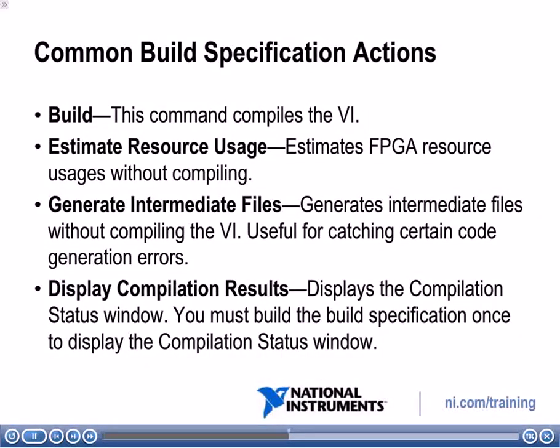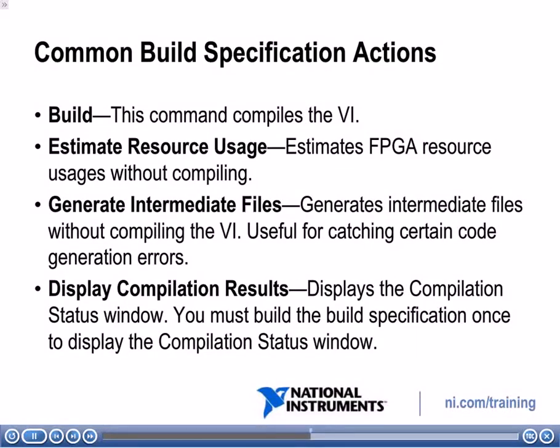So here are some common actions that you would do once you have a build specification. Let's say we've manually created a build specification. What we can do is right-click it and we get a couple different options. One is build. If you select build, then you'll compile the VI. Another option you can select is estimate resource usage. This will estimate the FPGA resource usage without compiling.